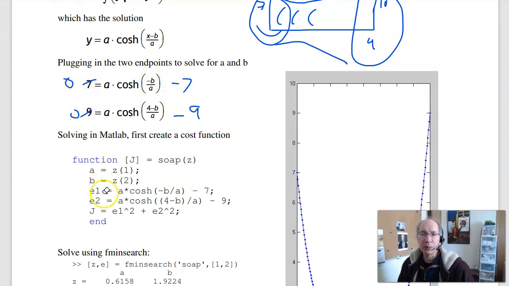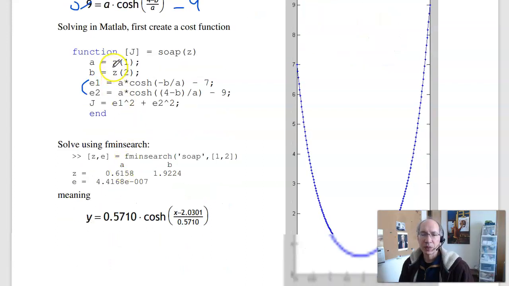Call it E1, E2. Find a and b to minimize E1, E2. So j is my sum squared error, j will be minimum when E1 and E2 are 0. So setting up that function, and then using fminsearch to find it, I'm going to minimize the function soap. Here's my initial guess, and it kicks back saying actually a is 0.6158, b is 1.9224, and here's the sum square difference, basically 0.